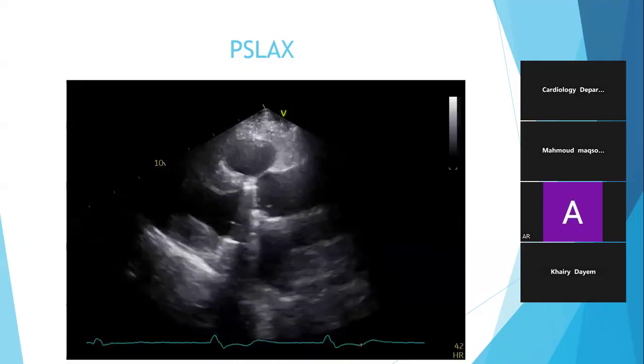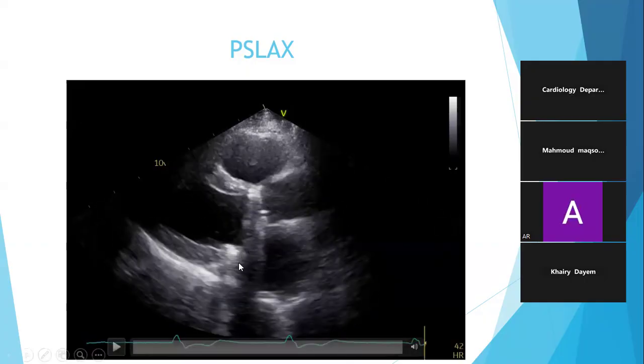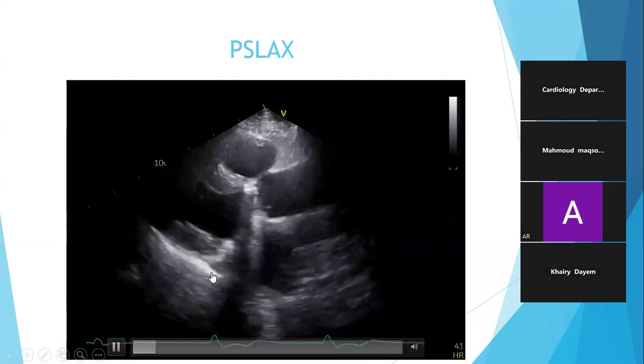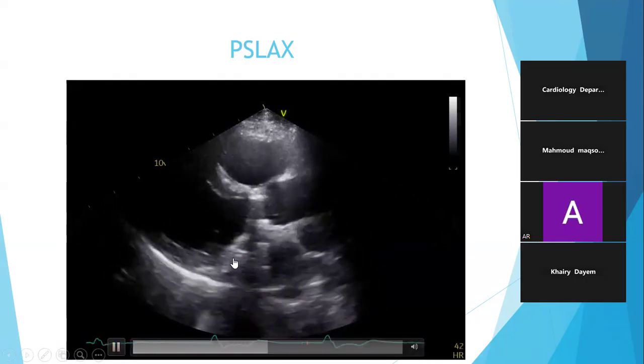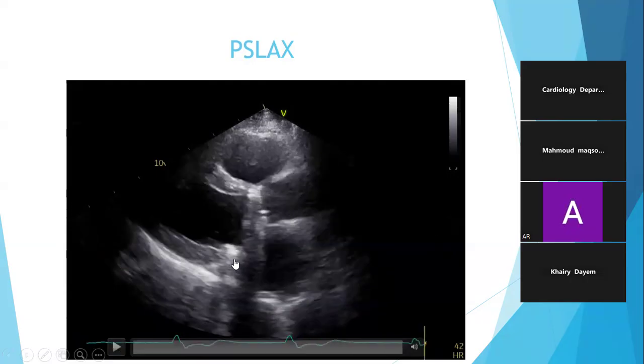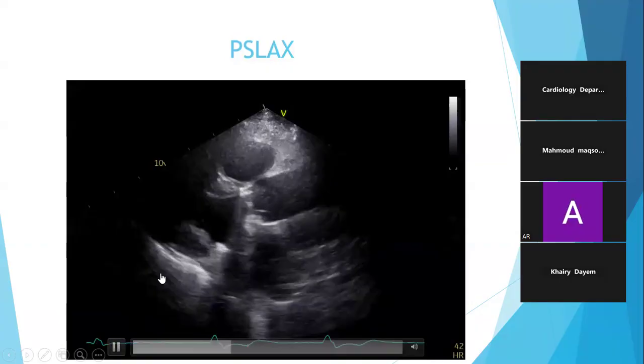But as for the mobility of the mitral valve, we can appreciate that it is not functioning normally or doesn't seem to be moving normally, both occluders, and there is a radio opaque shadow at the site of the occluders themselves.